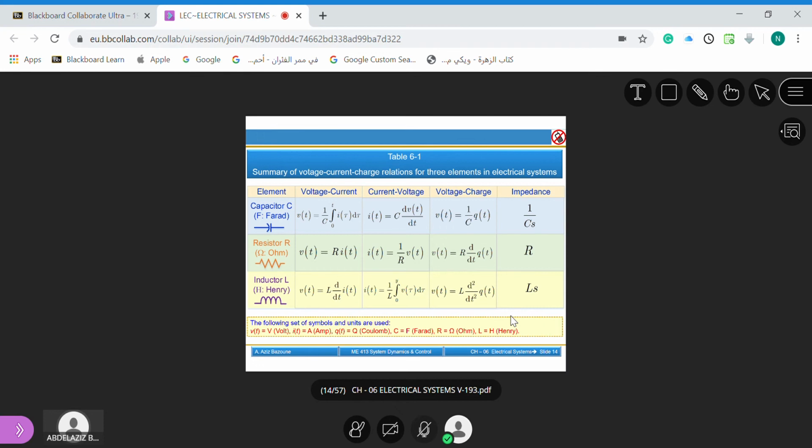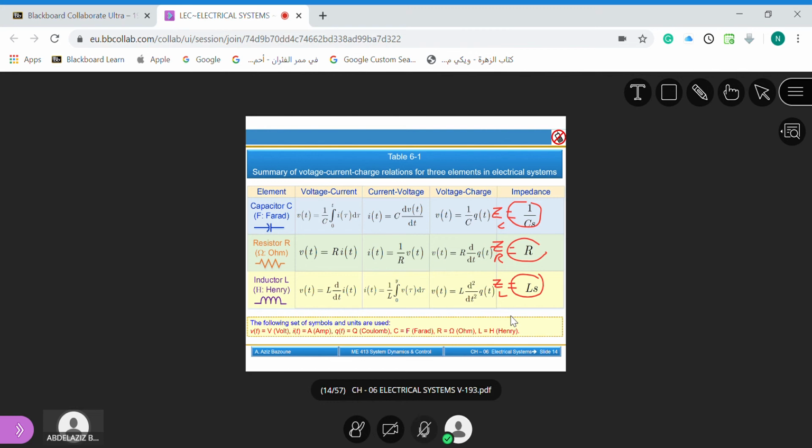Here, when we bring the impedance, we found that the impedance for the capacitor is ZC equal to 1 over CS, ZR is equal to R, and ZL is equal to LS. So these are the impedances: for the capacitor it is 1 over CS, for the resistor it is just R, and for the inductor it is LS.